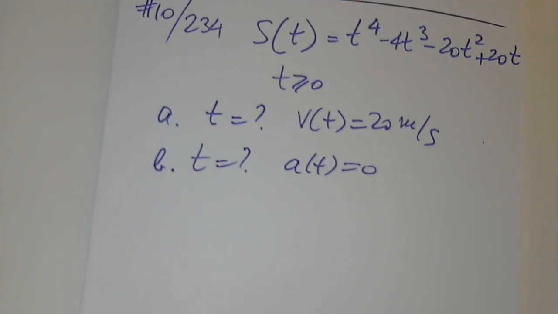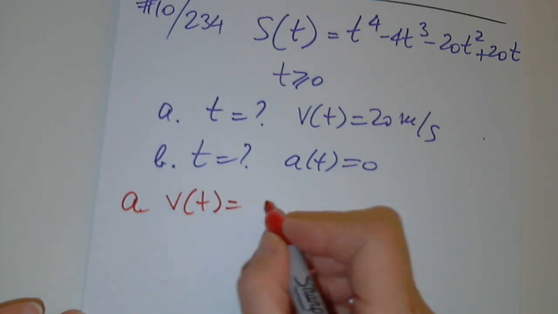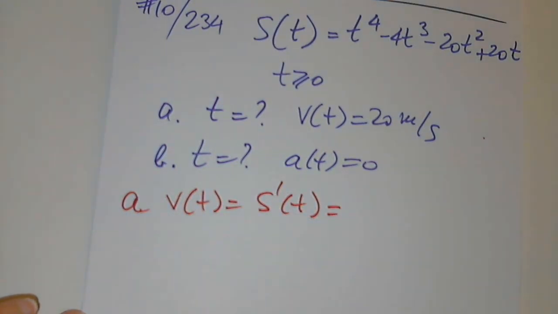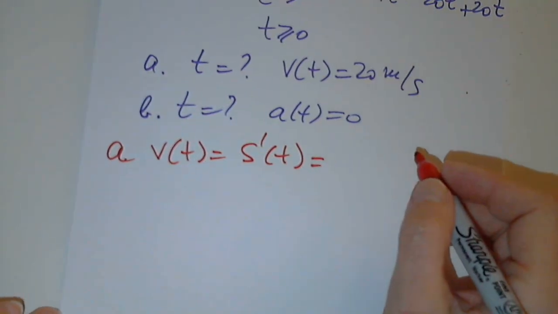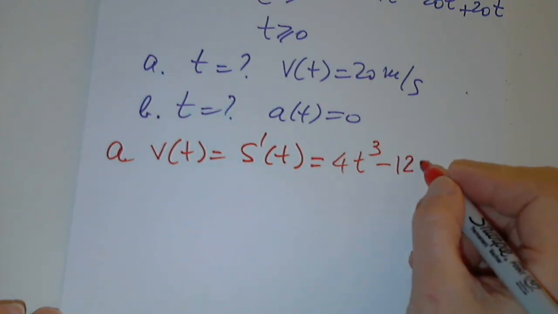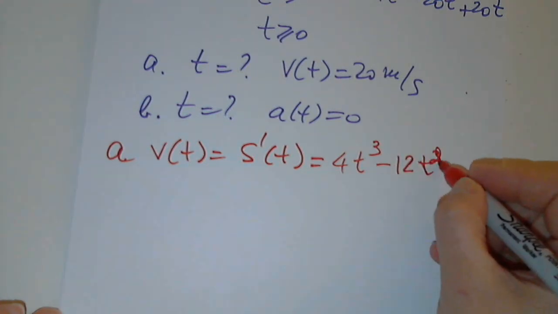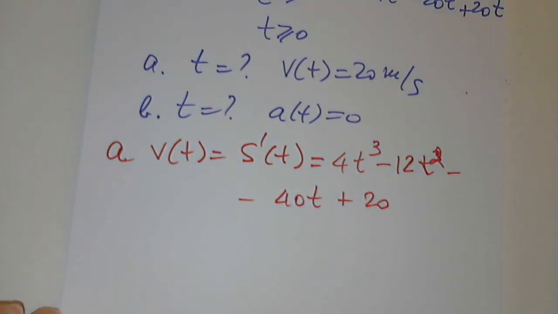So I'm asked to determine when the velocity is 20 meters per second. What do I have to determine first? The velocity is the first derivative. Yes. So in part A, the velocity of t is indeed s prime of t. Can anyone give us the s prime of t? 4t to the 3rd minus 12t squared minus 40t plus 20. That's it.